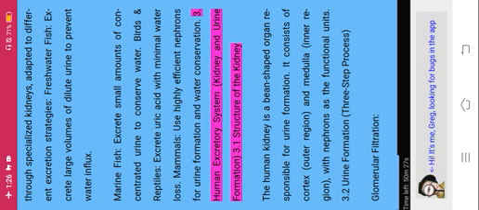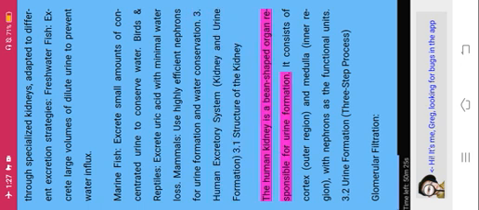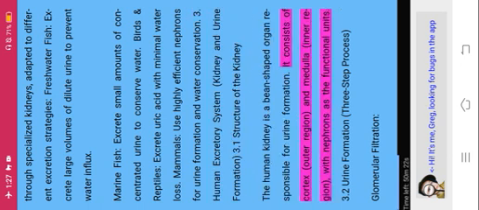3. Human excretory system. Kidney and urine formation. 3.1 Structure of the kidney. The human kidney is a bean-shaped organ responsible for urine formation. It consists of the cortex, outer region, and medulla, inner region, with nephrons as the functional units.